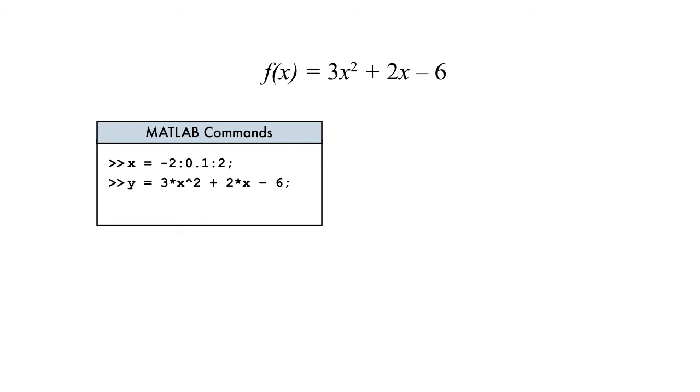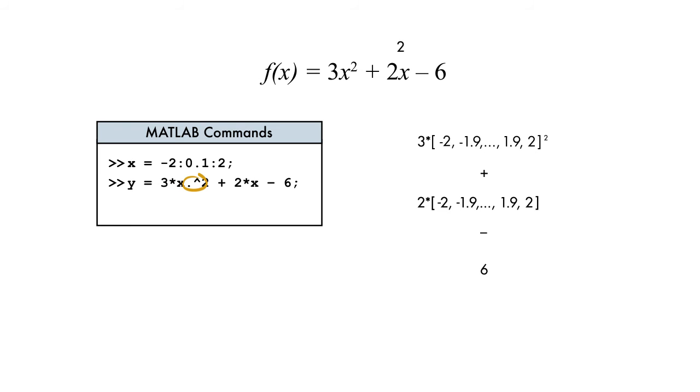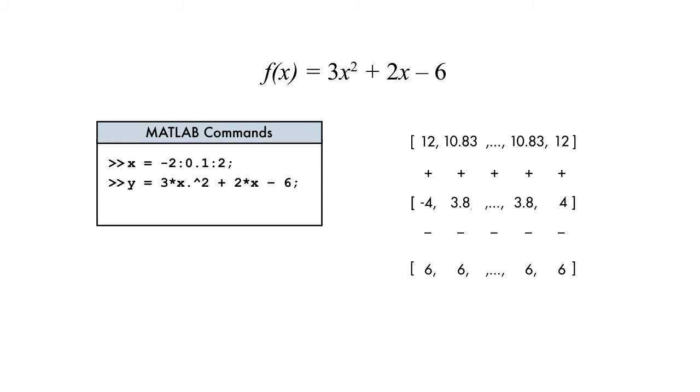Now back to that function we want to plot. Since x is a vector, we need to use the element-wise power operator to square each element of x. Let's see how this expression is evaluated. First, each element of x is squared. Then, each element of the two vectors are multiplied by the scalar. Finally, when adding or subtracting scalars and vectors, the scalar is automatically expanded to match the size of the vector before performing the addition or subtraction.